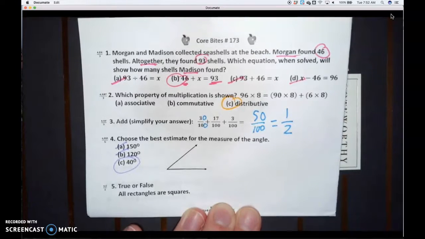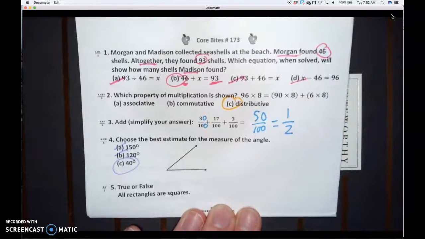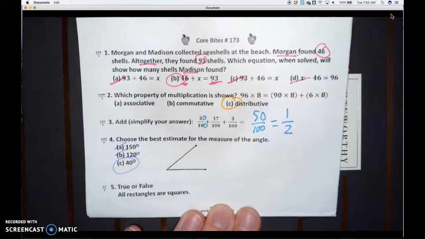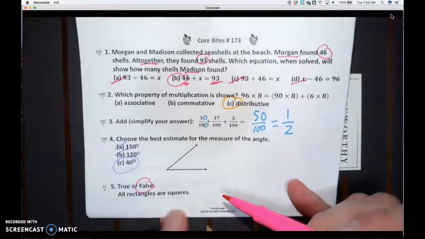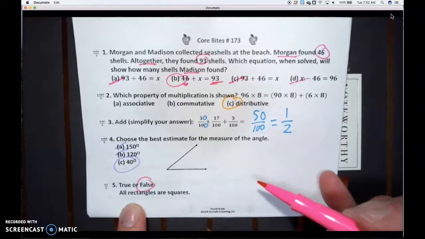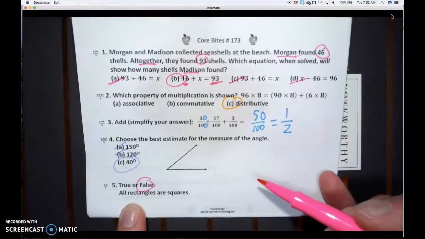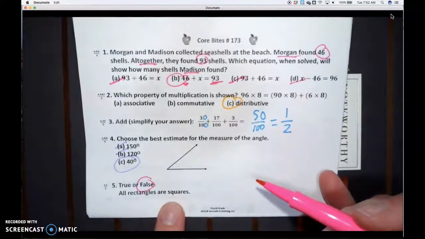And then your last one, all rectangles are squares, true or false? The answer is false, okay? Rectangles have two sets of parallel sides, but they're different lengths. Squares have 4 sides that are all congruent and the same, okay? So you can't go both ways. You can say squares are rectangles, but you cannot say that all rectangles are squares, okay?